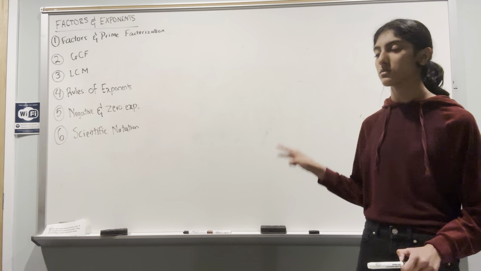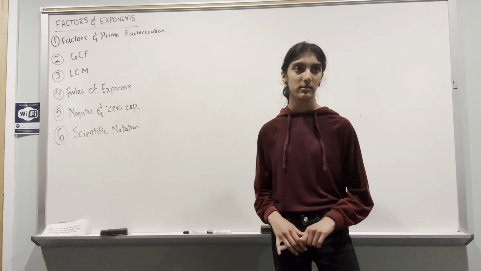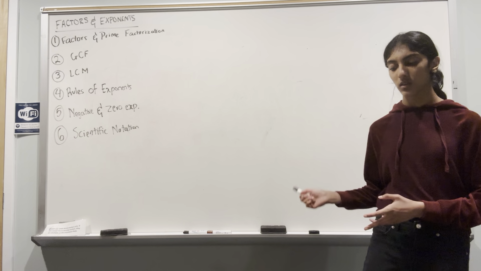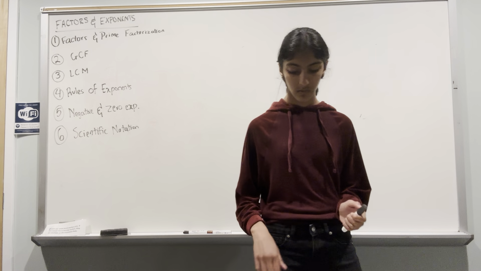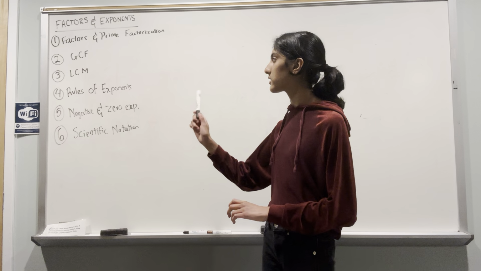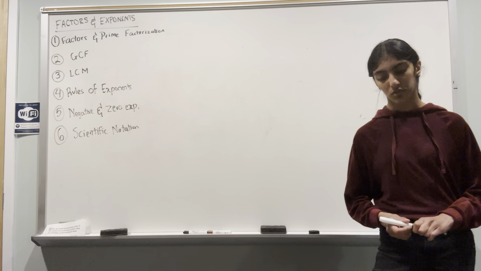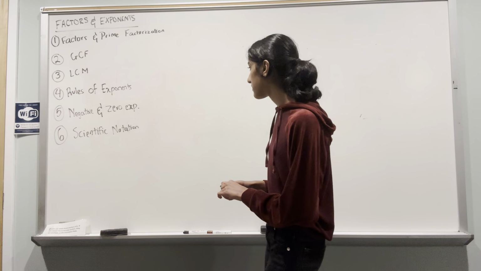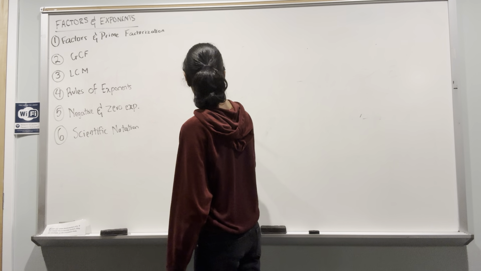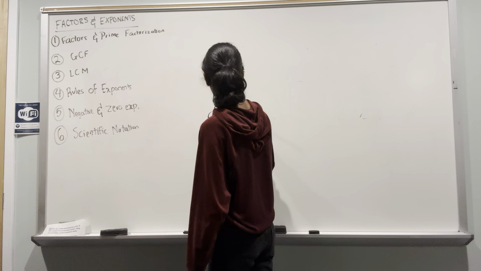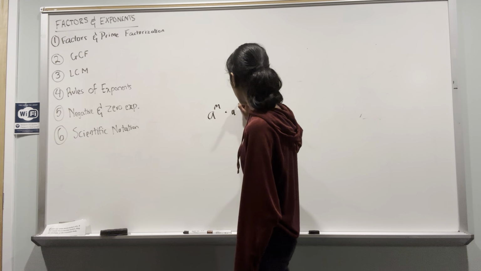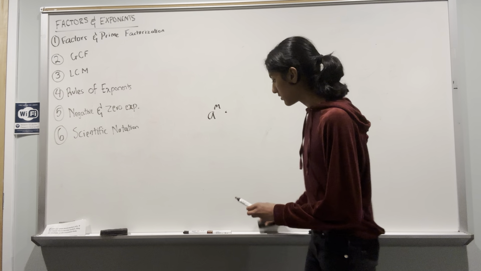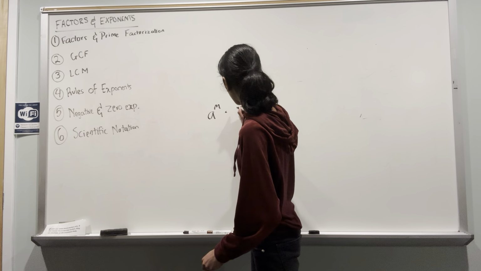There are 3 rules that we're going to cover right now, which are the product of powers rule, the quotient of powers rule, and also we're going to be looking at the 0 and negative exponents. The product of powers rule is something that looks similar to this: a to the power m times a to the power n. So you can see it more clearly, I'll write it out again.